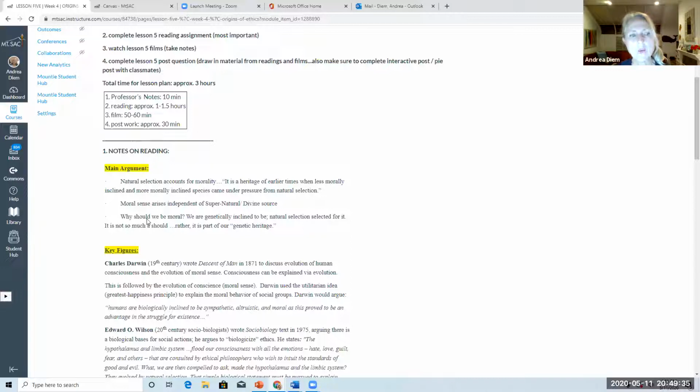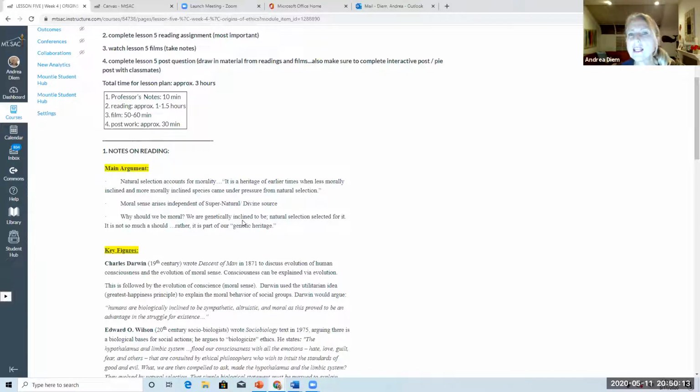And why should we be moral? We are genetically inclined to be so. So this is an interesting take on it. It's really arguing, and it's something you probably never thought of, that instead of evolution being a dog-eat-dog world of chaos and struggle, survival of the fittest, this is taking that evolutionary approach towards ethics and understanding that instead of being portrayed in a negative way, it's really quite a positive understanding of human beings and our moral sense.